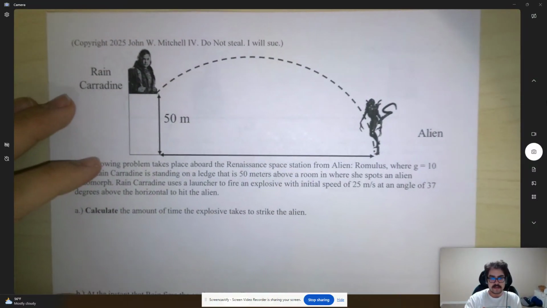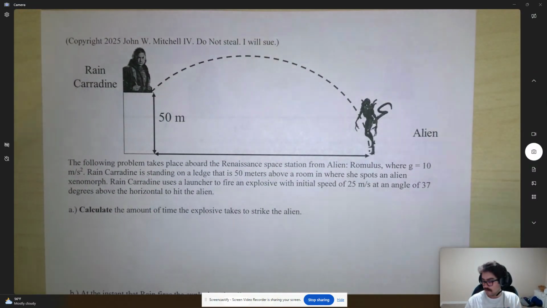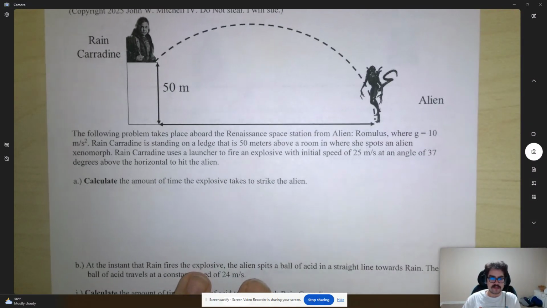This is a switch up of the Crota problem, because now instead of us launching the projectile from the ground up to a cliff, it's now on a cliff and going down to the ground. The following problem takes place aboard the Renaissance space station from Alien Romulus, where g is equal to 10 meters per second squared. Rain Carradine is standing on a ledge that is 50 meters above in a room where she spots an alien xenomorph. Rain Carradine uses a launcher to fire an explosive with initial speed 25 meters per second at an angle of 37 degrees above the horizontal to hit the alien. Calculate the amount of time the explosive takes to strike the alien.